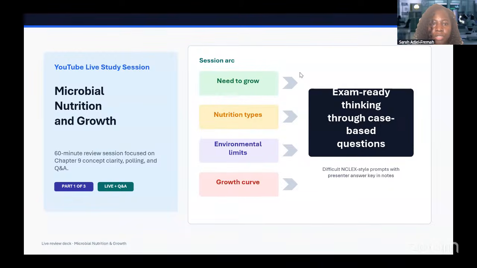So let's look into the chat just to get a few thoughts. Micronutrients are needed in smaller quantities, micro, small. I have another response here: macro, large quantities. So that is good. Macro is large, micro is small. Another question: can you think about examples of nutrients that microbes need in large quantities?